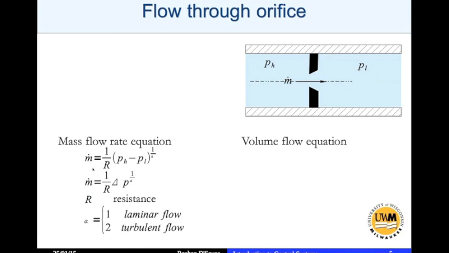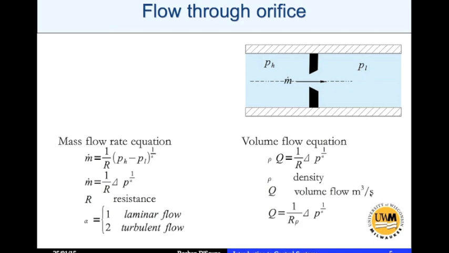You can write the same mass flow rate equation in terms of the volume flow rate. You can write mass flow rate as nothing but density of the fluid times volume flow rate. And volume flow rate is given in meter cubed per second. So you can write Q, which is the volume flow rate, equal to 1 divided by R times rho times delta P to the power of 1 by alpha.